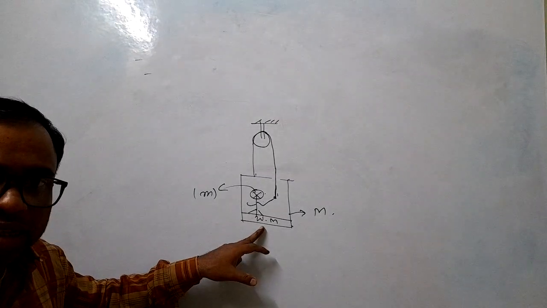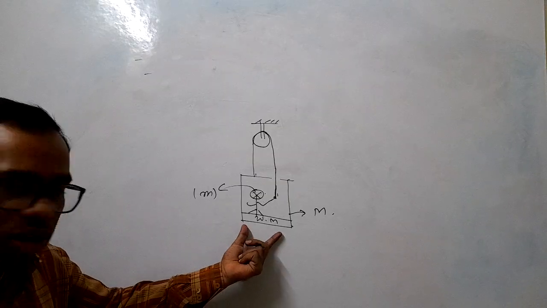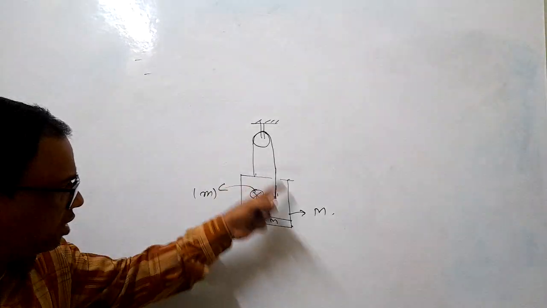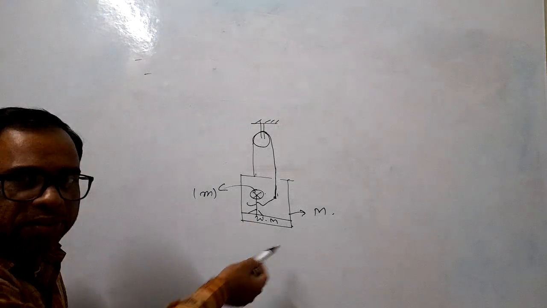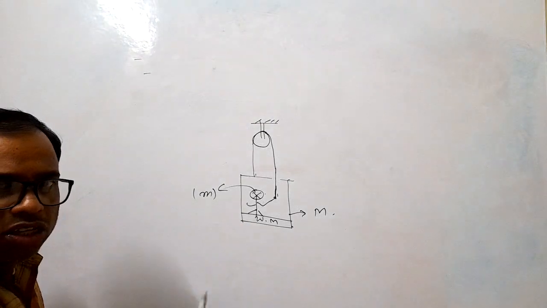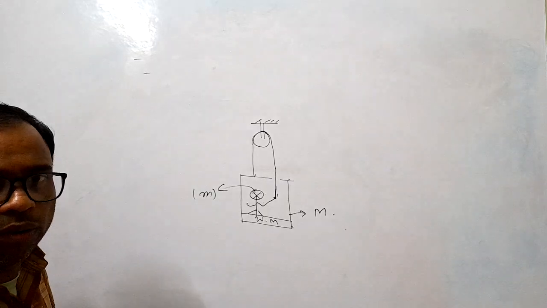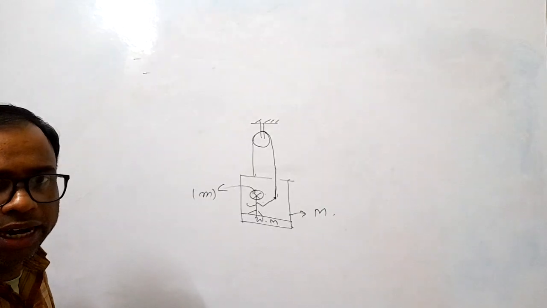That means the weighing machine reading is the weight of the man. And how can you find the reading of the weighing machine? This is a very interesting application of Newton's second law. It is in equilibrium because there is no acceleration, so you can apply Newton's second law. Whenever force equals 0, acceleration is 0, and it is equilibrium.